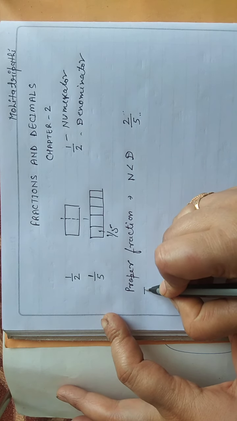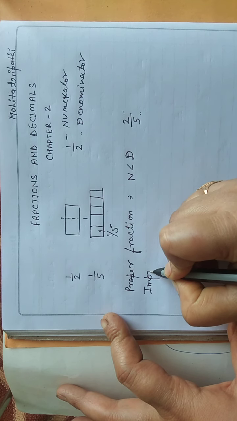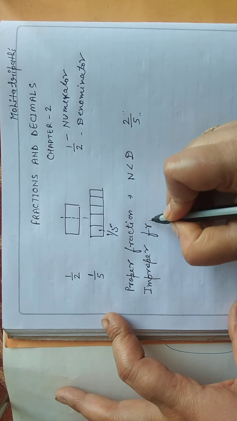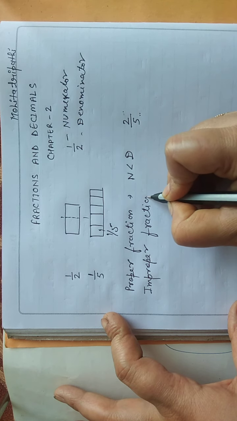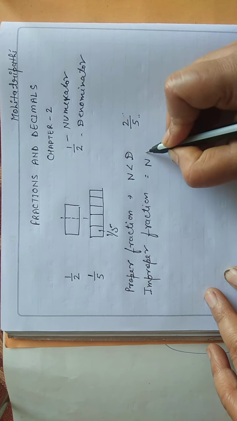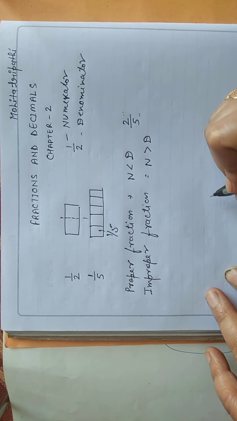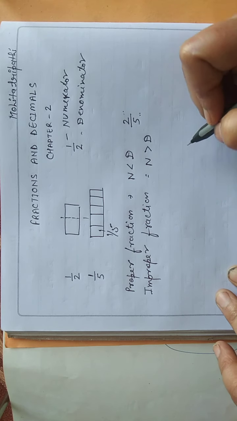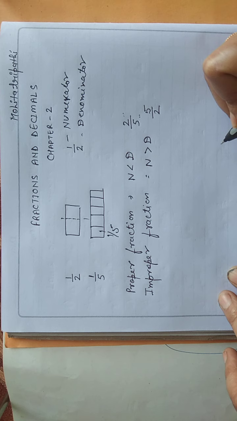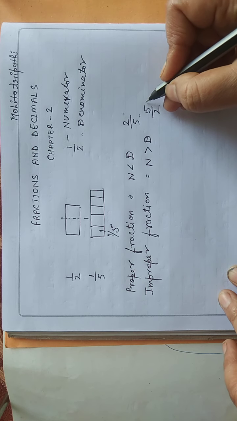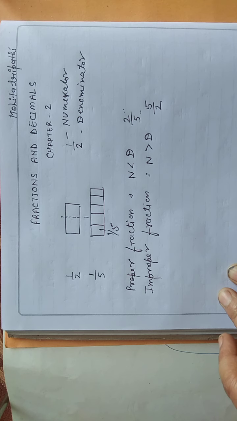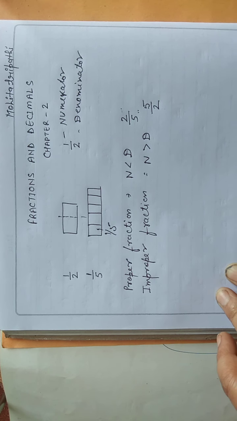Another is the improper fraction. An improper fraction is just the reciprocal of a proper fraction. In it the numerator is greater than the denominator. For example, if we inverse it, if we reverse it, it becomes 5/2. In this case the numerator is greater than the denominator, so it is an improper fraction.